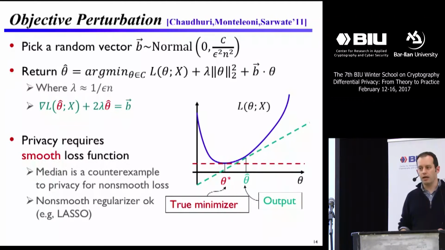But it's limited by the fact that it doesn't apply to all the problems we'd like it to apply to. It doesn't apply to the median, it doesn't apply to training support vector machines, and a number of other similar optimization problems where the loss function has sharp corners in it.